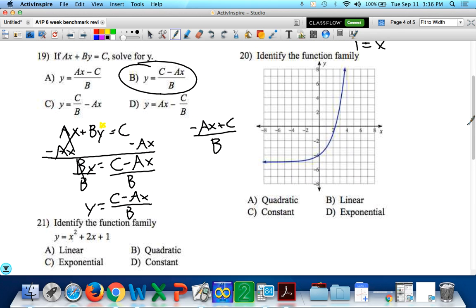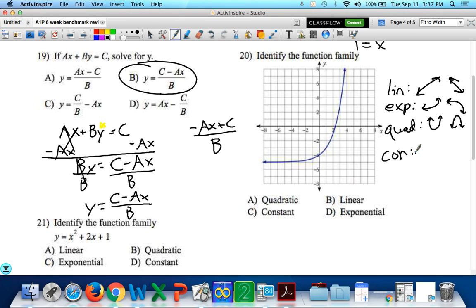Number 20, one of the easier problems on here, guys. You have to remember your function families. Linear means some sort of slanted line. Okay? Exponential means elbow. They're going to have one single curve to them. Quadratic, those are our U shapes, or some people say an N shape when it's downwards. And then the rarely used one, but it is used, is constant. Constant is a horizontal line. Well, this is clearly an elbow, therefore it is exponential.